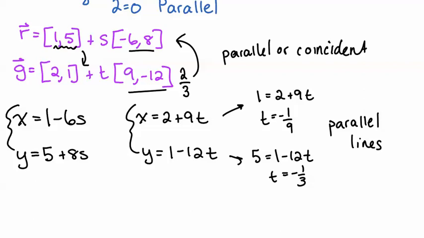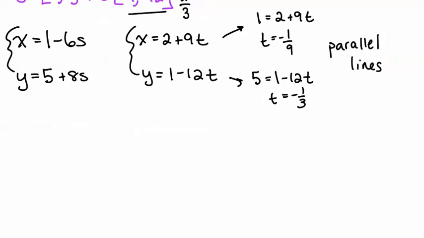Another way to do it would be to equate the parametric equations. So if I want to solve for the intersection, I'm going to assume they have the same x and y point where they intersect. So I'm just going to sub them into each other. So I'd end up with 1 minus 6s equals 2 plus 9t. That's one equation. So I've got 2 unknowns, s and t.